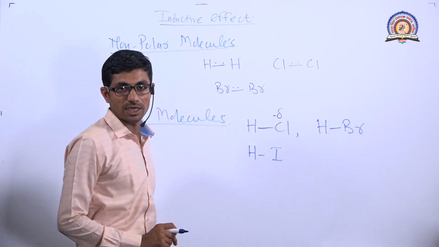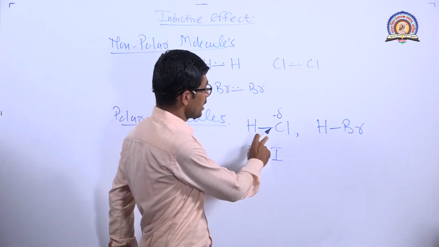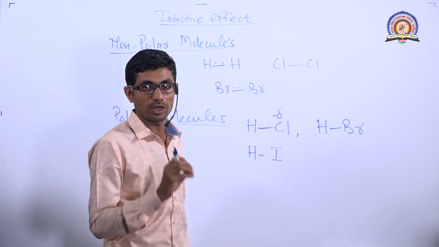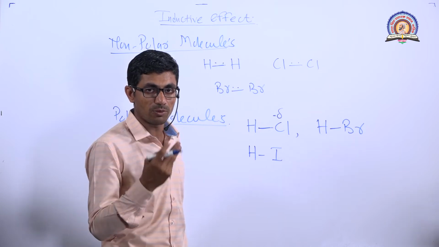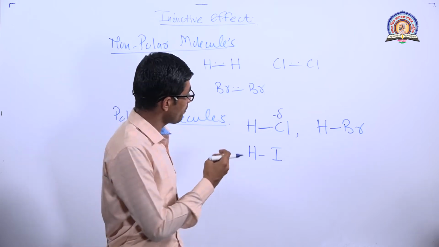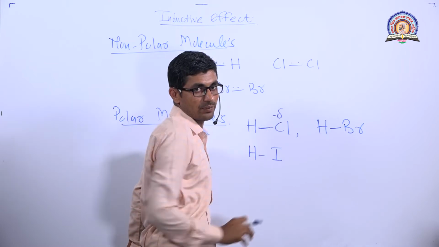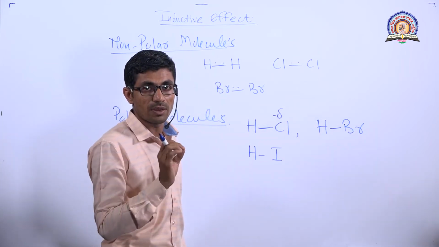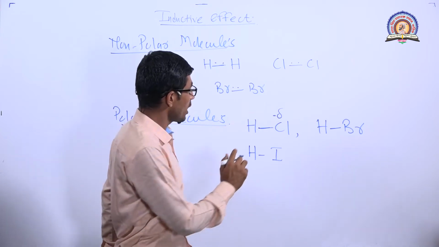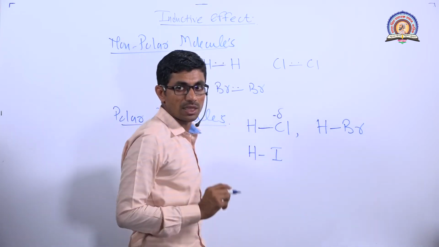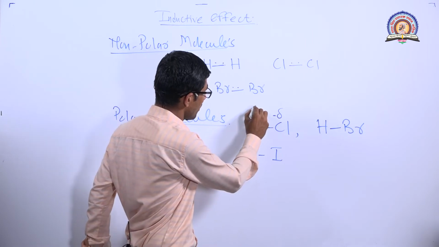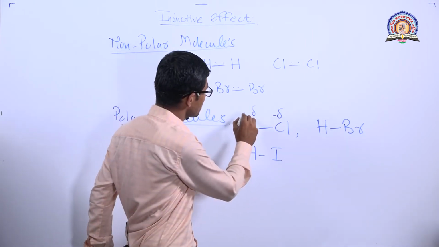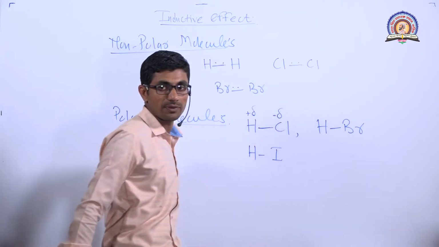Okay, partial negative charge. Why? Because the electron pair is not equally shared here, because chlorine is more electronegative. And when chlorine is more electronegative, the electron pair is slightly towards the chlorine atom. So this chlorine atom acquires the partial negative charge. So we write here delta negative. Same way for this hydrogen, which acquires the partial positive charge. So we write like that.